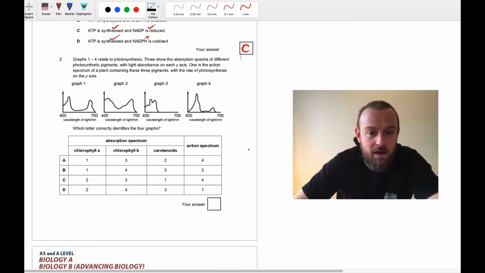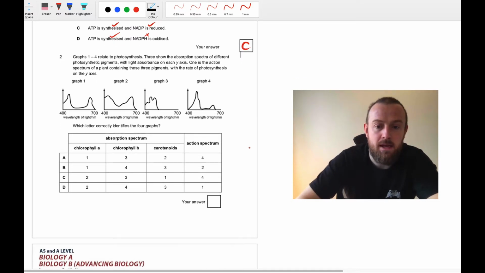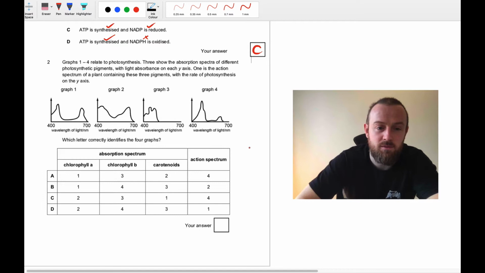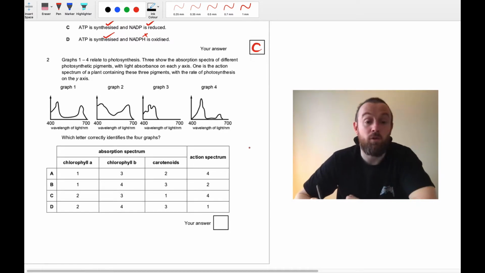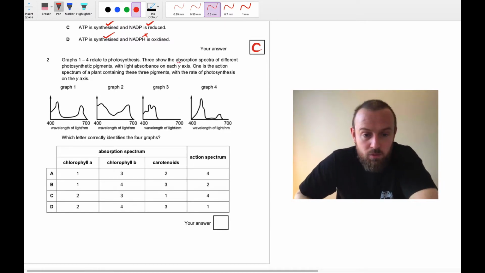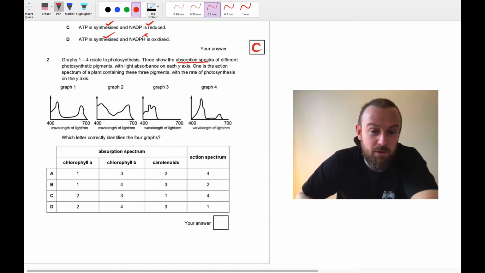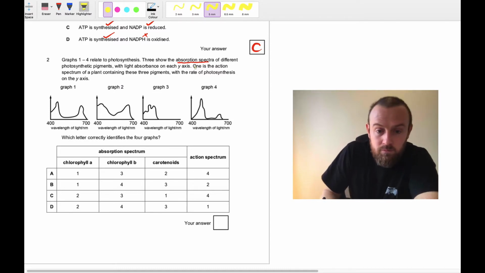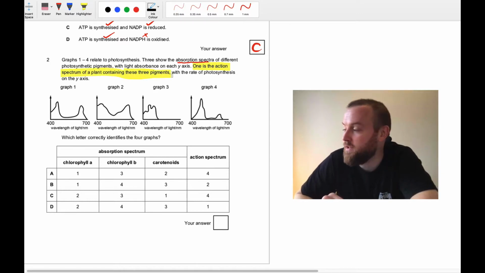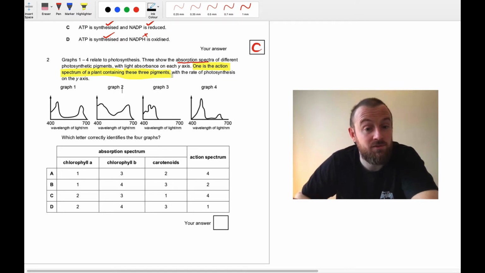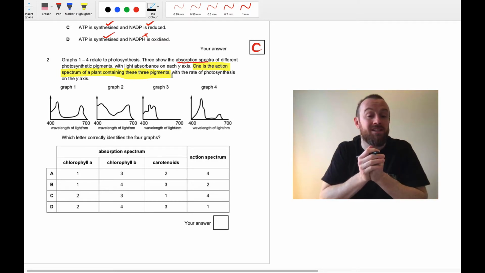Moving on. Now, this question is pretty mean. It's kind of a trick in a way, so I'm zooming in a little bit. Graphs 1 to 4 relate to photosynthesis. They show the absorption spectra of different photosynthetic pigments, with light absorbance on each y-axis. Now, this is the really important bit. One is the action spectrum of a plant containing these three pigments. So the action spectrum is the total photosynthetic output across different wavelengths of light. So it's a kind of combination of all the pigments together.